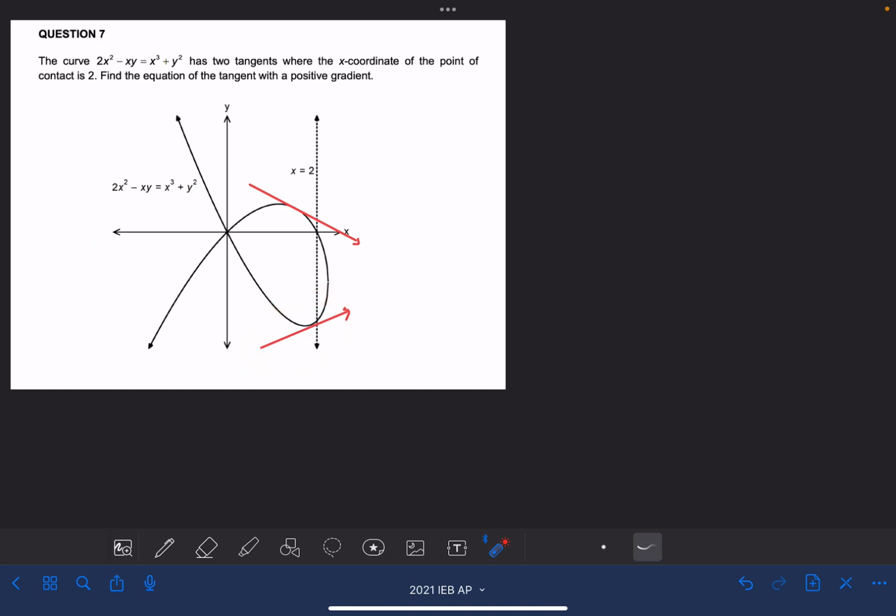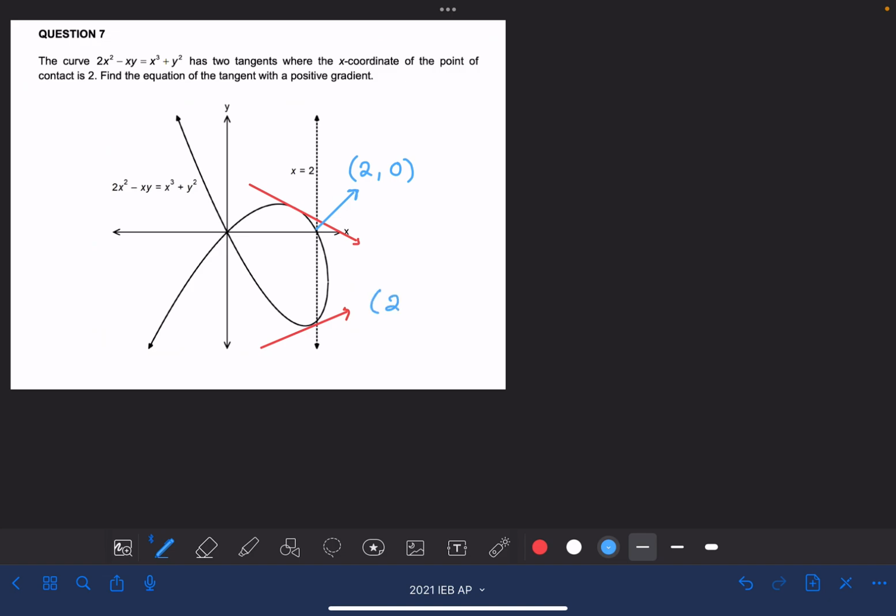One of the reasons that they give you a diagram for this type of question is because they want you to logic some things out. The first thing that we can see just by using logic is that we're not looking for the point x is equal to 2 and 0, because that's this point here. So we're not looking to calculate the gradient for that tangent, since that's the point where the tangent is pointing in the negative direction. So we're looking for this one here.